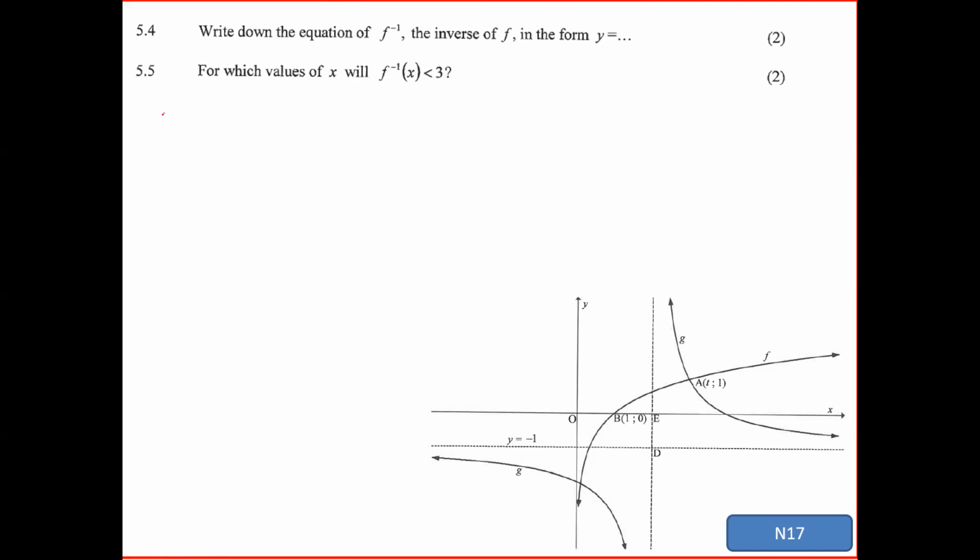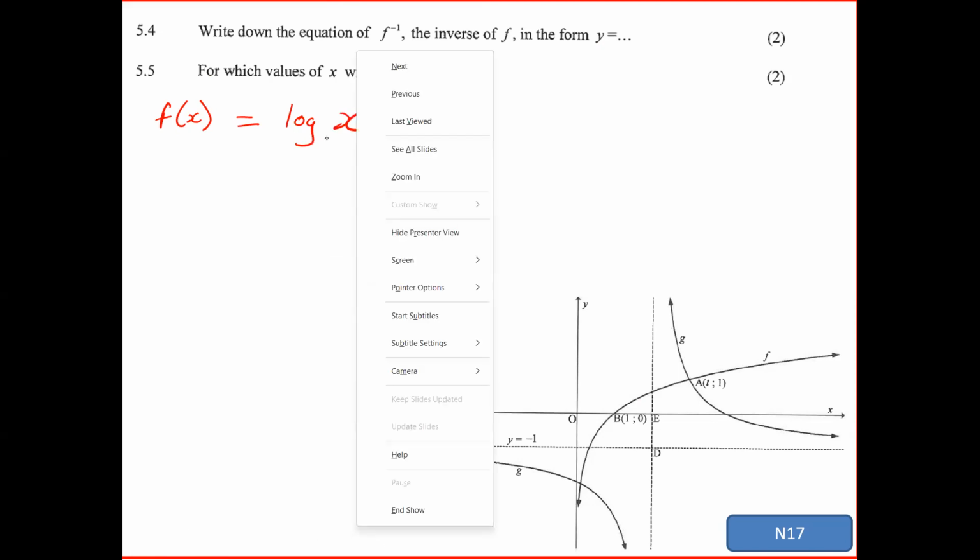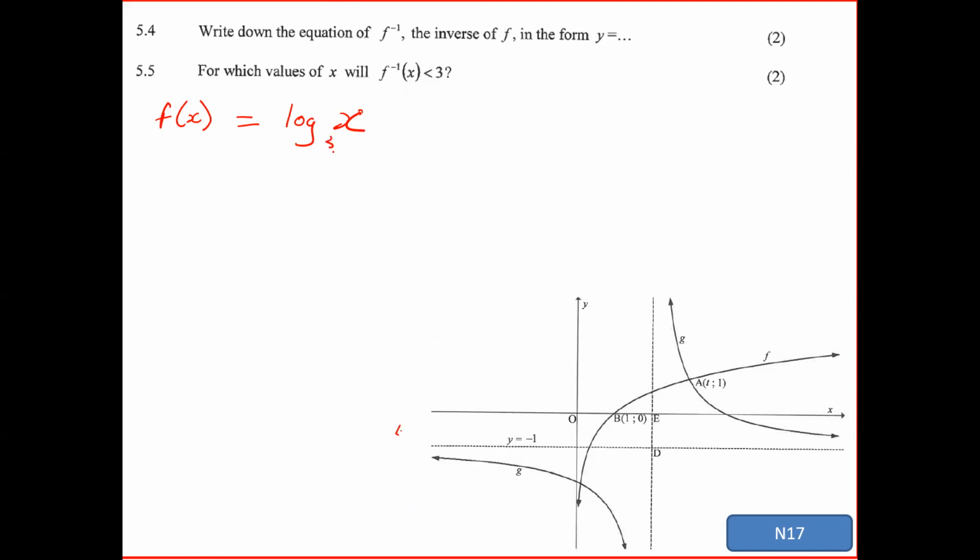Remember, f is equal to log x base 3. So we're going to do the inverse of x equal to log y base 3. Then we're going to write in exponential form. We're saying y is 3 to the power x. So you notice that the inverse of a log is now an exponential equation.